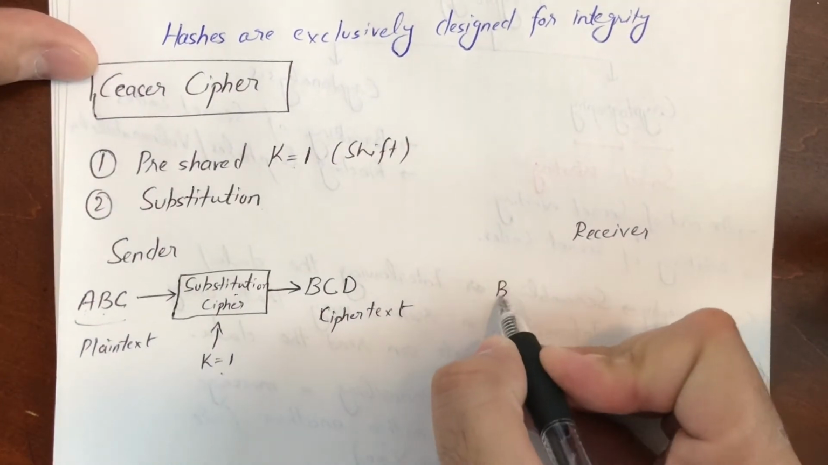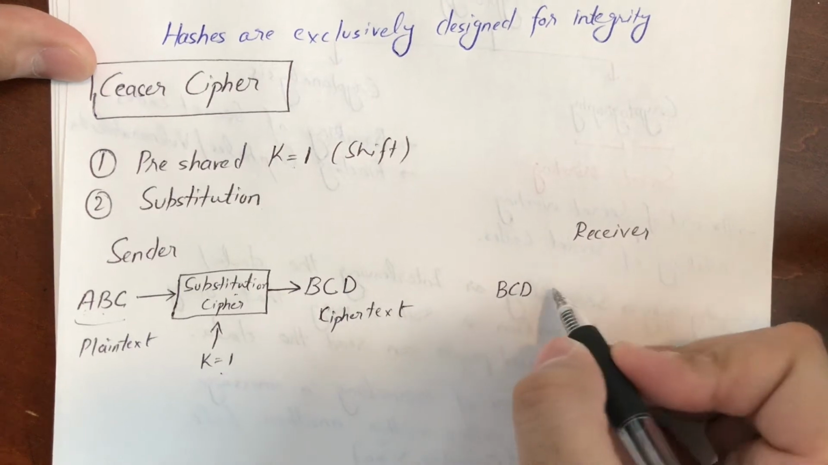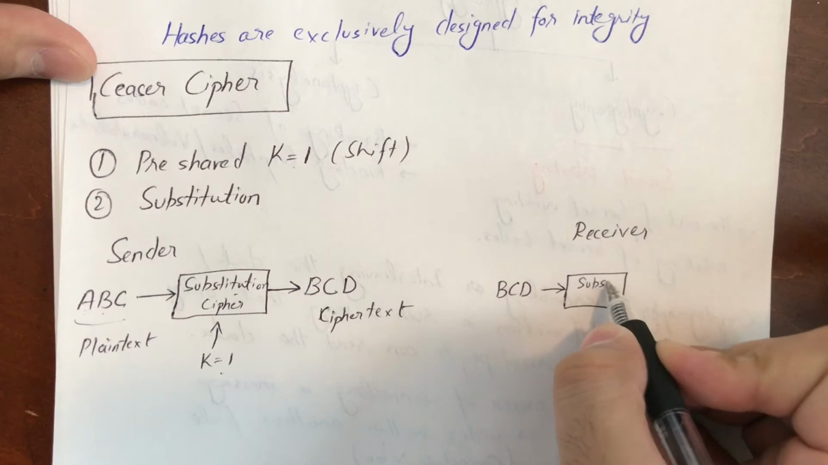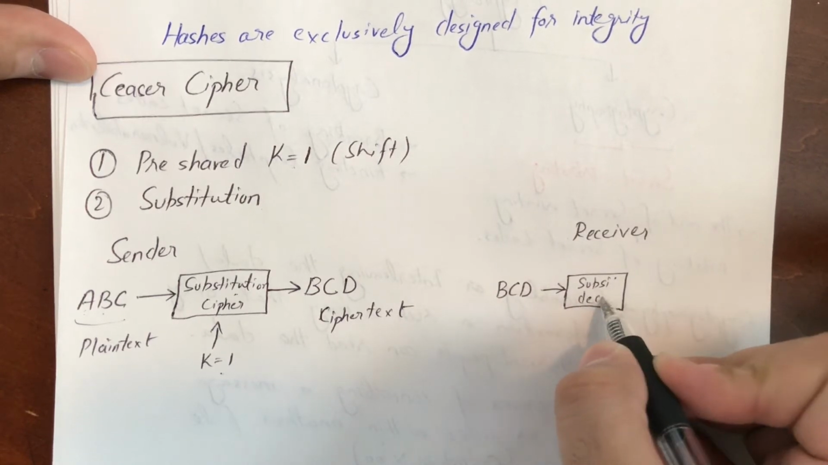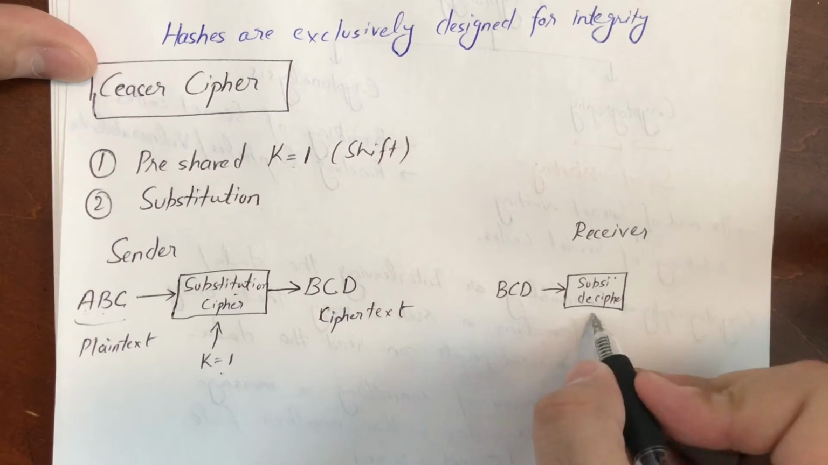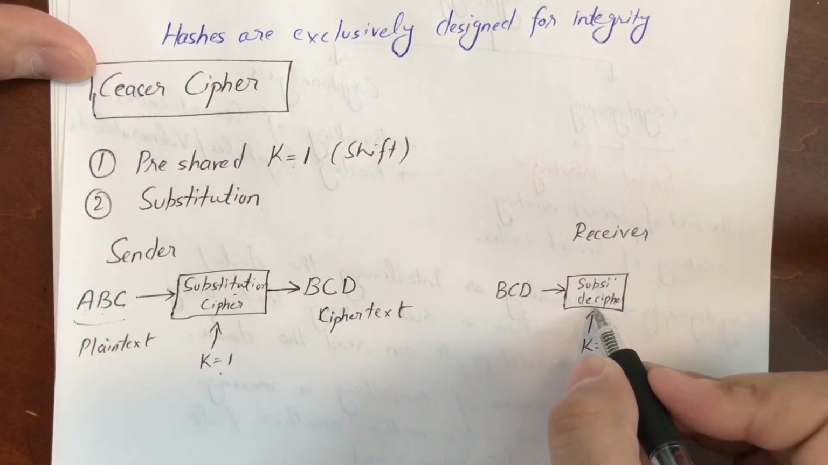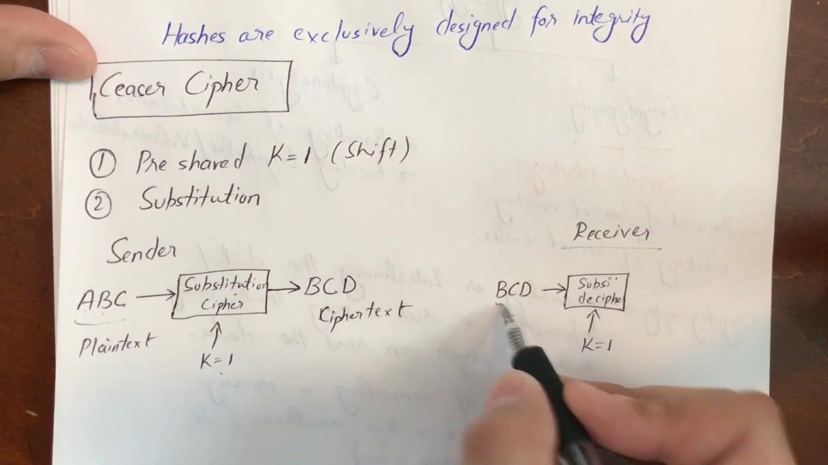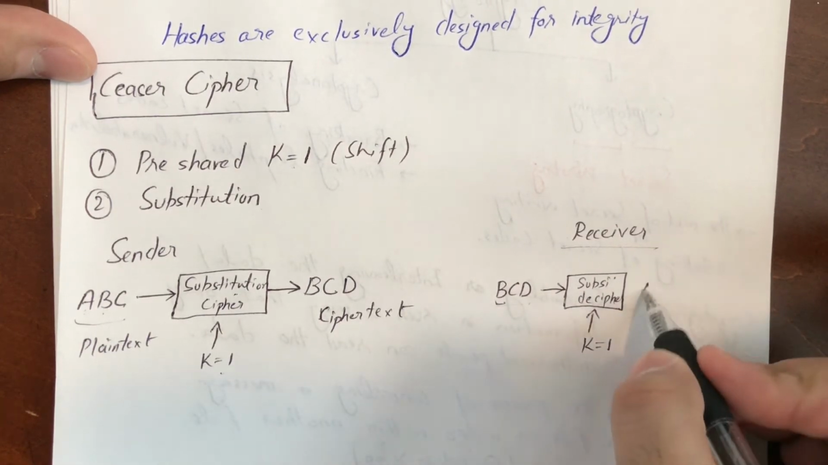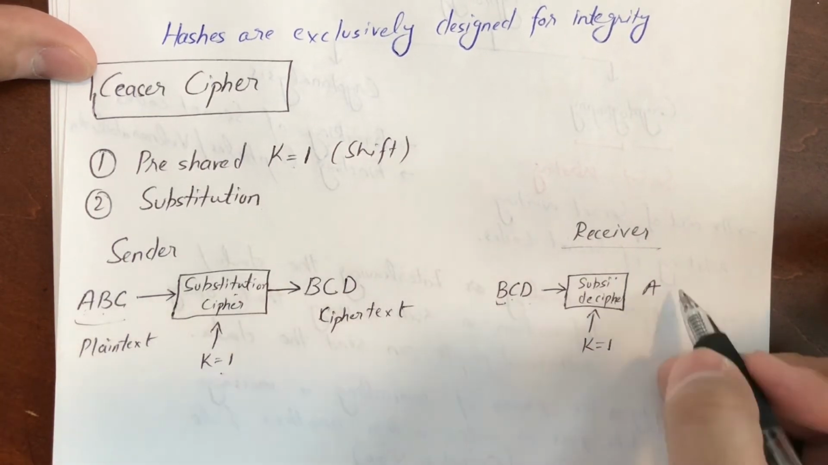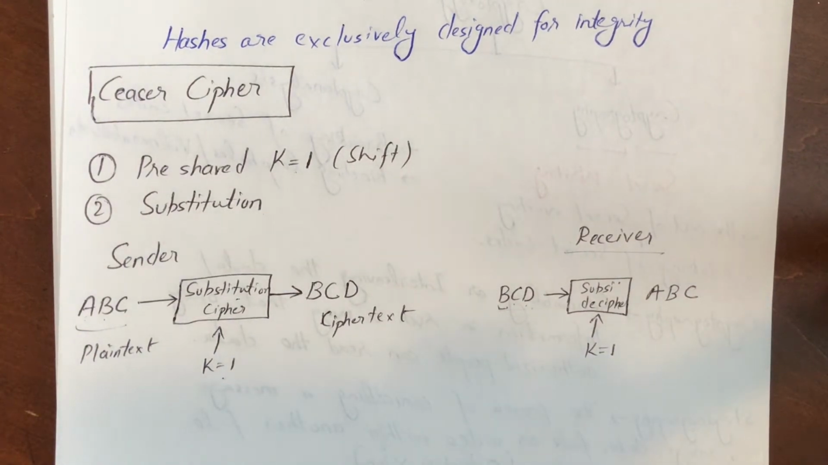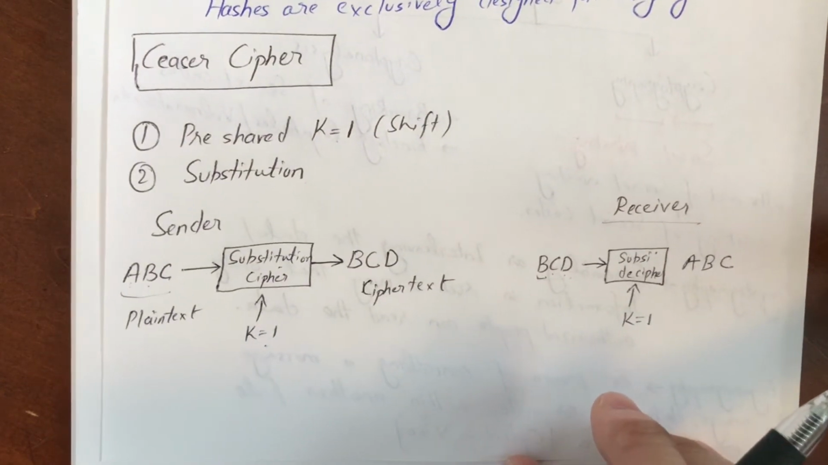When the receiver receives BCD, this ciphertext, what will the receiver do? The receiver will pass it through the substitution decipher. In the decipher we just have to take the letters back, and as we already know, k equal to 1. So in the decipher we revert the process. The receiver knows that these are substituted values, so the receiver will take B back according to the key. It will become A, C's previous value is B, D's previous value is C, like one letter. So this is basically how the ciphertext or encryption and decryption look.